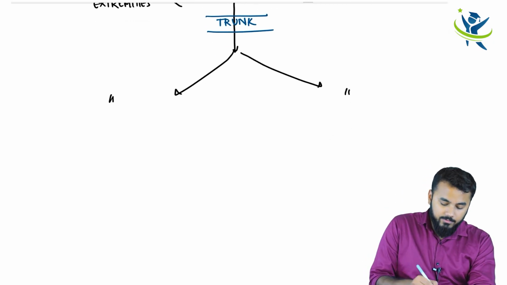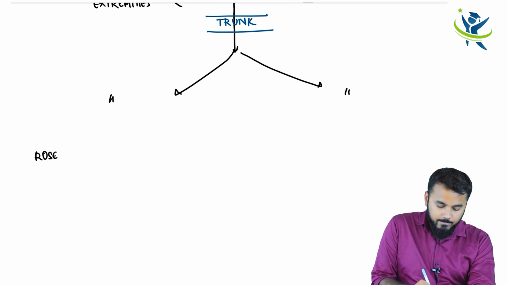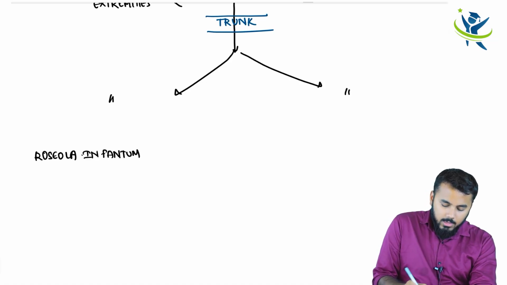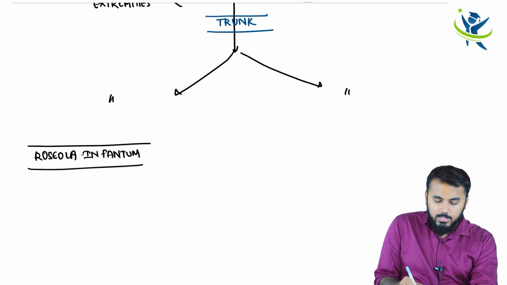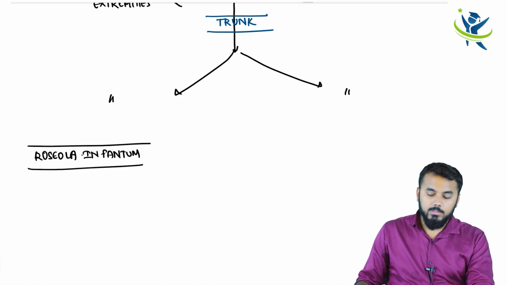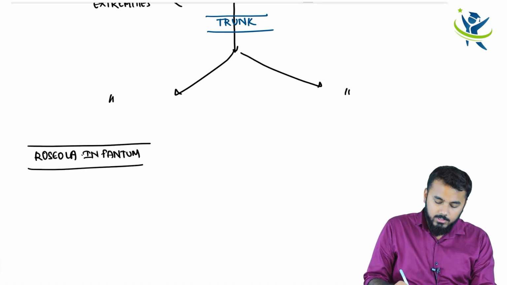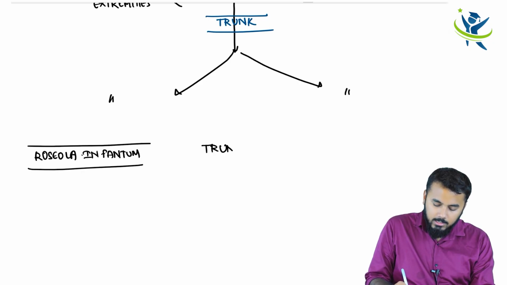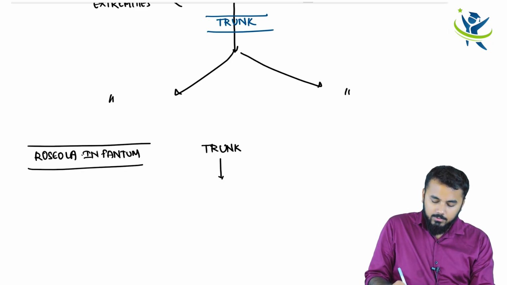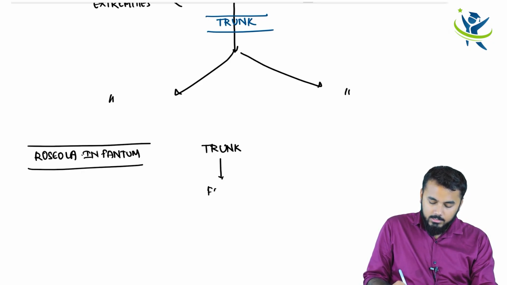So in Roseola Infantum, how does the rash spread? First the rash starts from the trunk and then goes to the face and the extremities. So first the rash starts in the trunk, and from the trunk it will go to the face and the extremities.